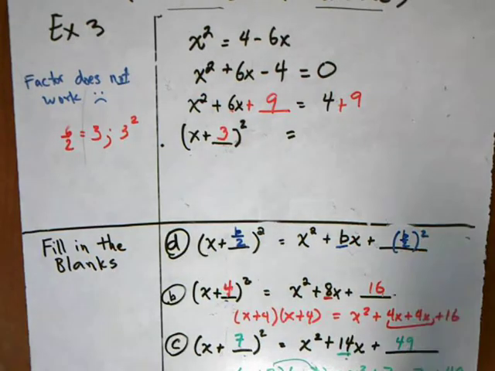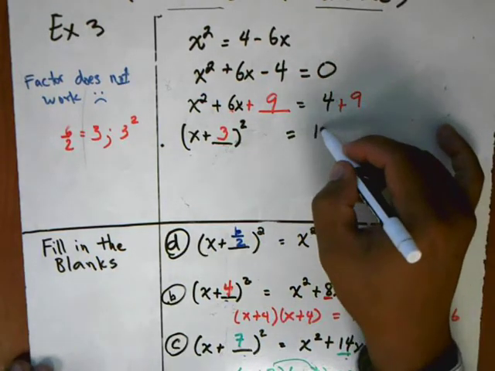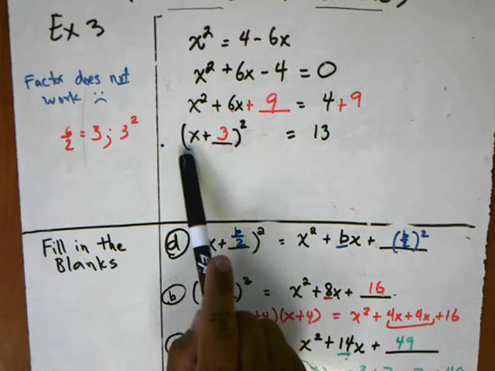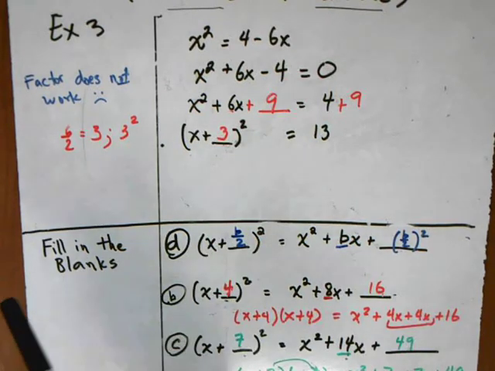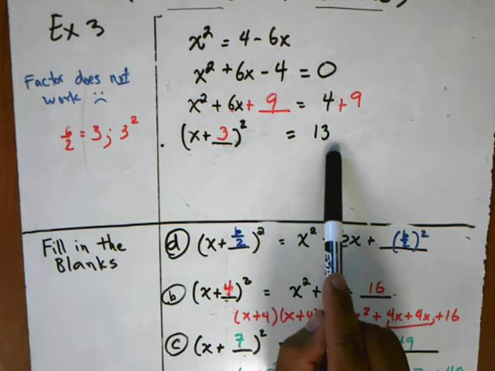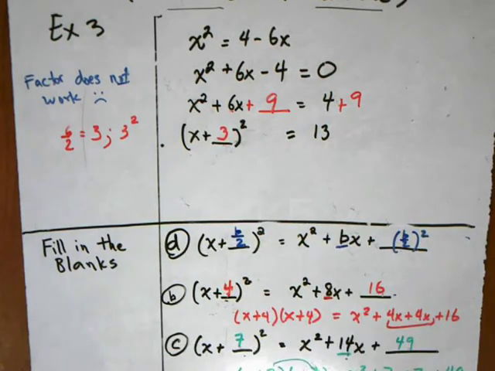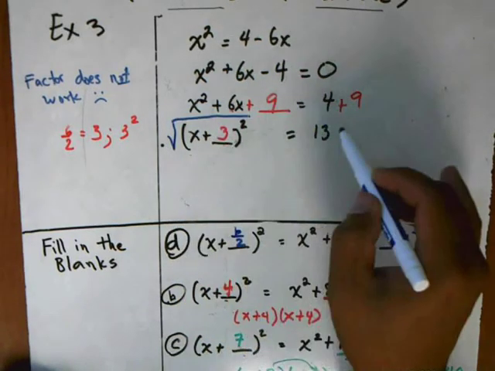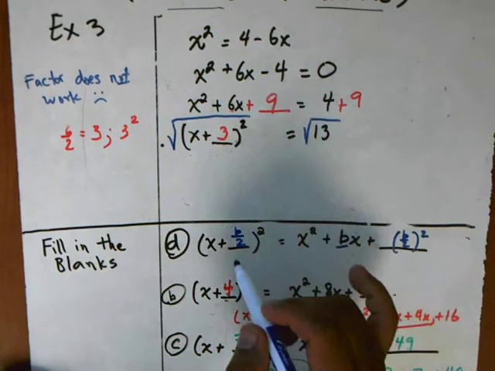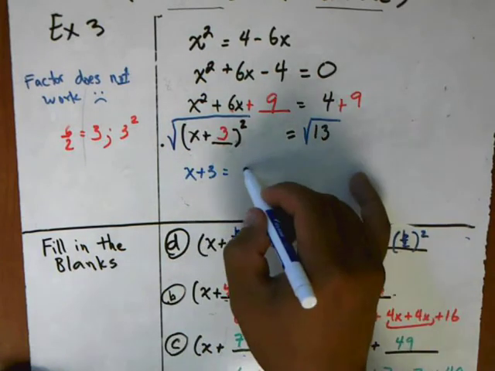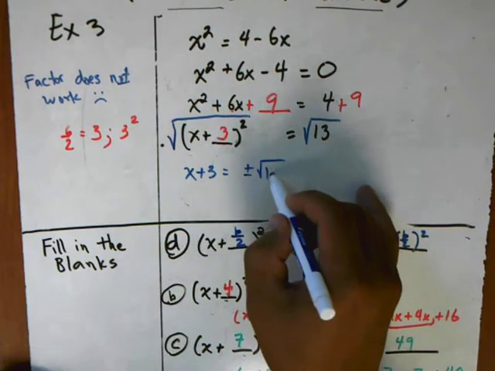Now we can just proceed with the example. The right side gives us 13. If you compare this problem to the problem in example 2, they're very similar. Here you have a less beautiful non-perfect square, but the problem still works. We can still take the square root of both sides. We get x plus 3 equals plus or minus the square root of 13.